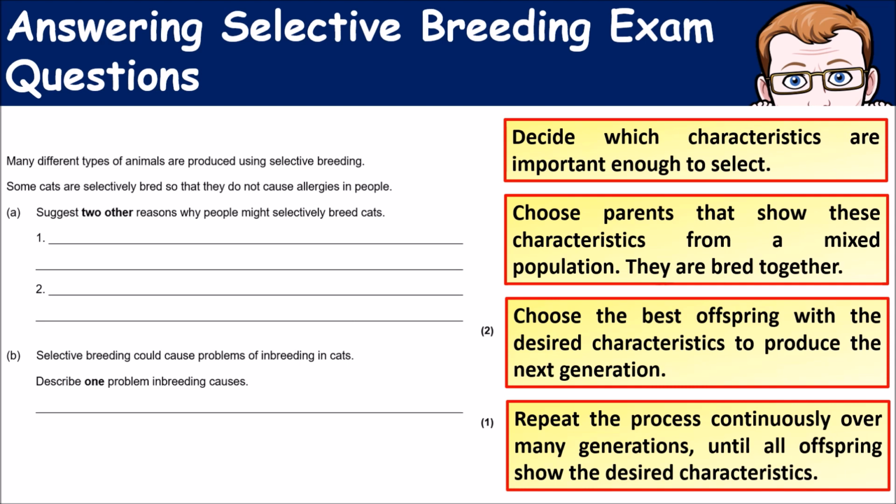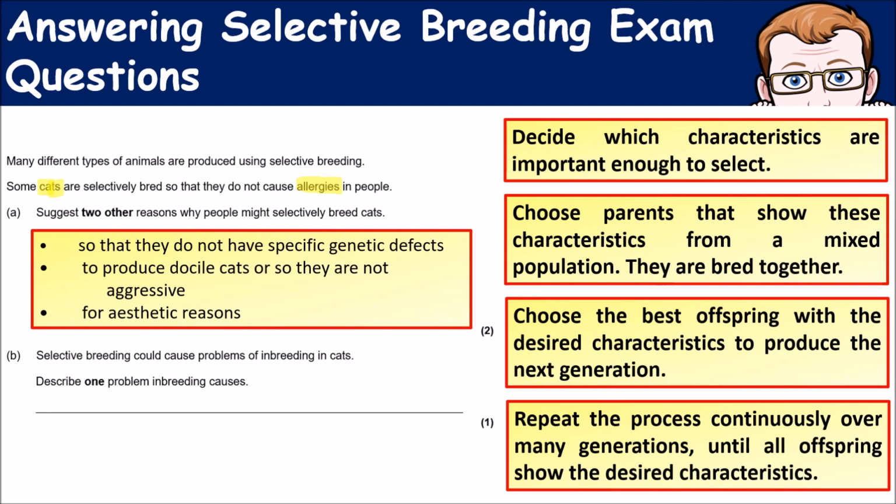If we have a look at this question, there are many types of animals that use selective breeding to produce them. It's a question about cats. Some cats are selectively bred so that they do not cause allergies in people. Suggest two of the reasons why people might selectively breed cats. Some key things you can talk about are: so they don't have specific genetic defects; to produce docile cats, so they're not aggressive; and for other aesthetic reasons, to make them look in a particular way.